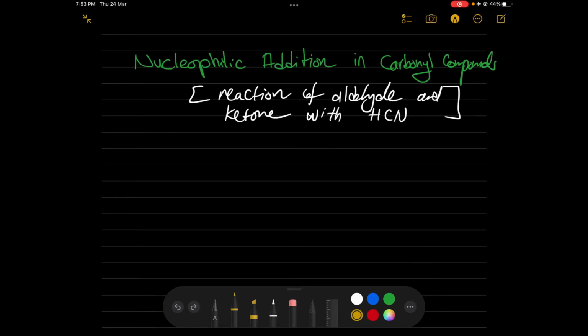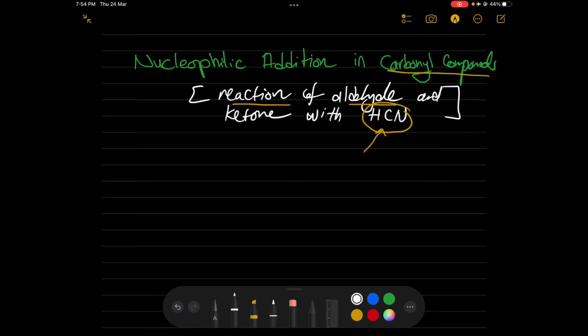Salam and welcome everybody. Today's lesson is about the reaction between carbonyl compounds, which are aldehydes and ketones, with HCN. The cyanide is the reagent that will react with aldehydes and ketones. So why do we have this reaction, and what is the motivating force behind that?